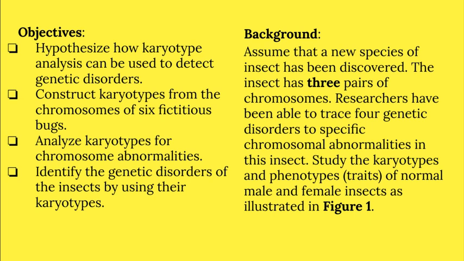Assume that a new species of insect has been discovered. The insect has 3 pairs of chromosomes. Researchers have been able to trace 4 genetic disorders to specific chromosomal abnormalities in this insect. Study the karyotypes and phenotypes, which are the traits, of normal male and female insects as illustrated in Figure 1.